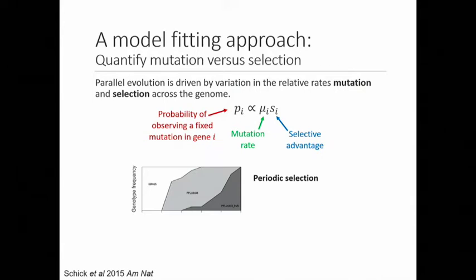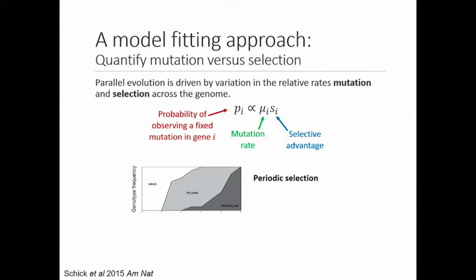This is a diagram showing you the process of periodic selection in one of the populations from the experiment that I spoke about at the beginning of this talk. Time or generations is on the x-axis, and genotype frequency is on the y-axis. We start out with the ancestral genotype, and then a mutation arises and starts to sweep the population. A little bit later on, another mutation arises and sweeps the population. So we have these periodic selection events.